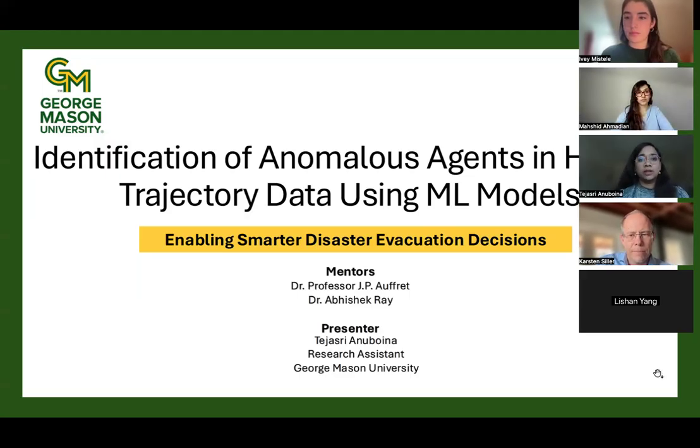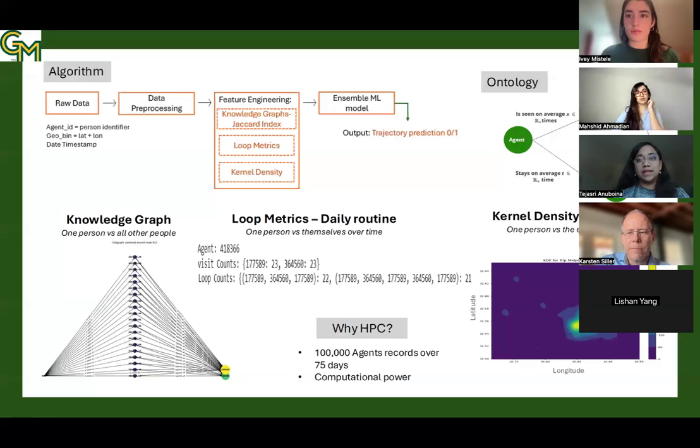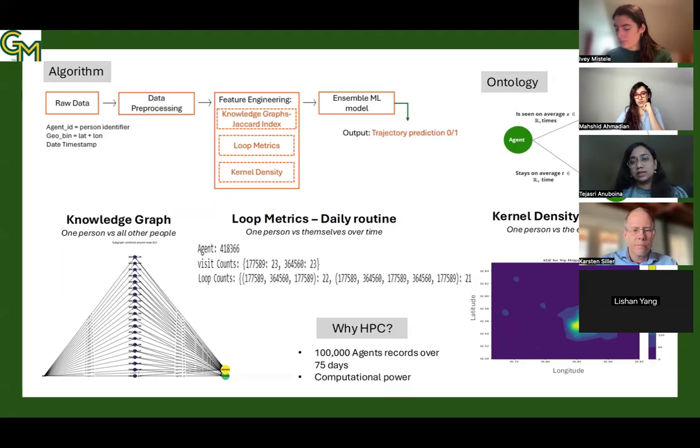Coming to the algorithm overview, the dataset I work with contains agent ID, which acts as a unique identifier for each person. We start with raw trajectories and then clean them and convert them into meaningful features. The model learns using three key features: knowledge graphs, loop metrics, and density metrics. For the knowledge graphs, before that, let me quickly explain what an ontology is. It's a blueprint that defines how concepts like place, time, and person relate to each other. Using this ontology, we create knowledge graphs for each person. We then measure how similar one person's graph is with everyone else's graph using the Jaccard index.